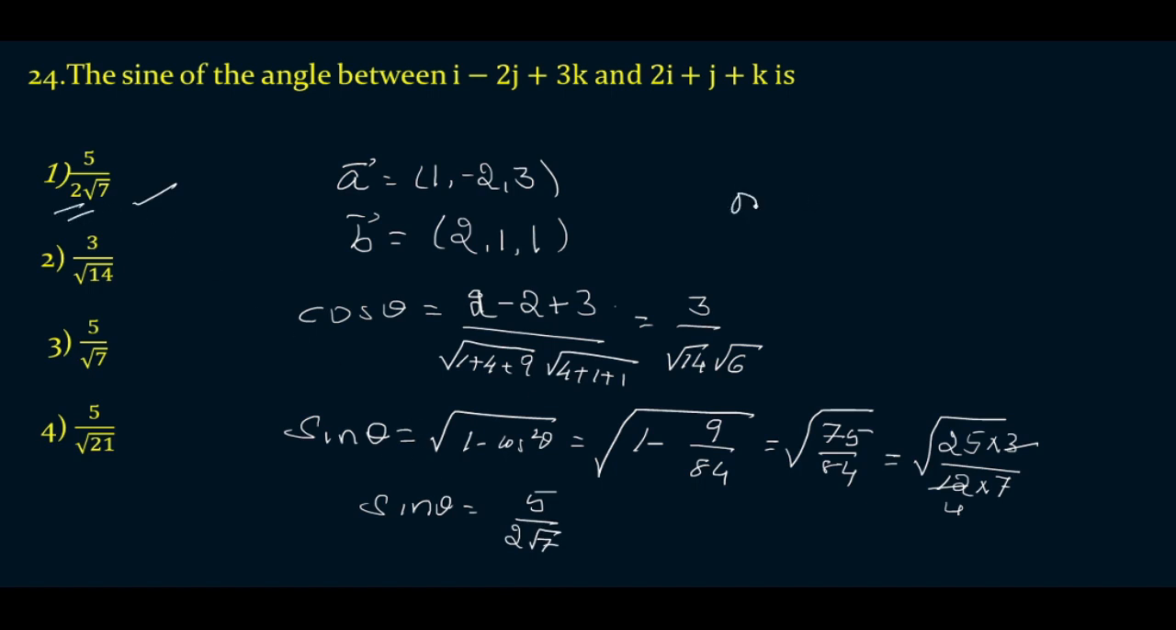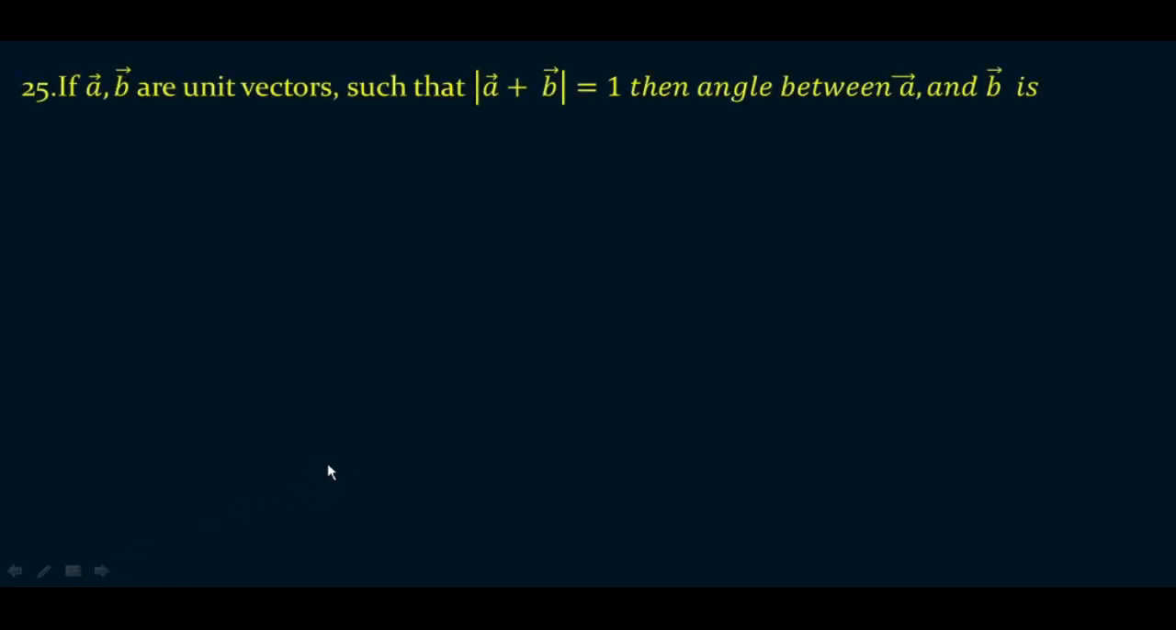Or you can write sin theta using the cross product: the magnitude of A cross B divided by the magnitude of A into the magnitude of B. If we find the cross product and simplify, you get 5 divided by 2 into root 7. The next question, the 25th question.